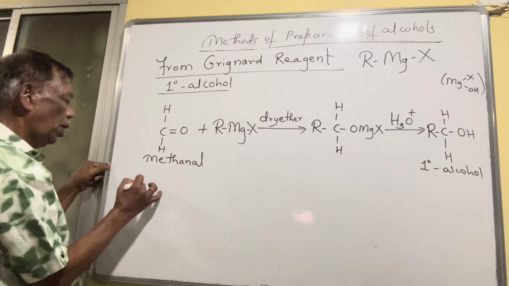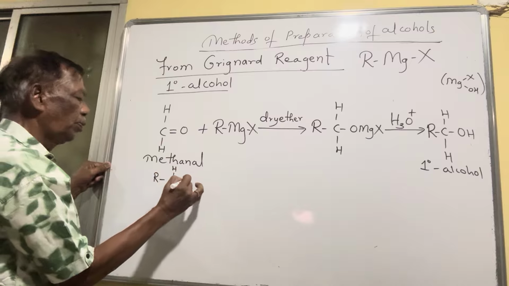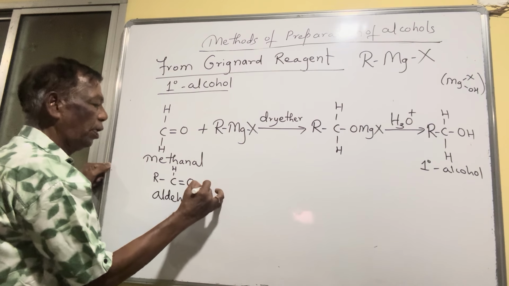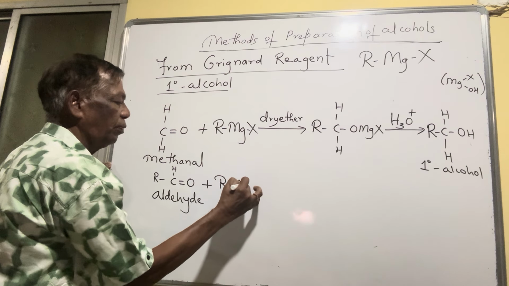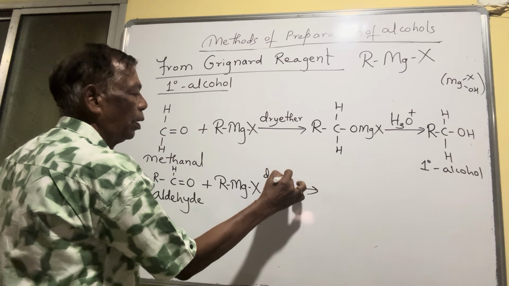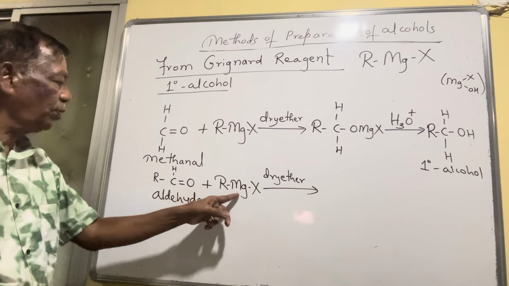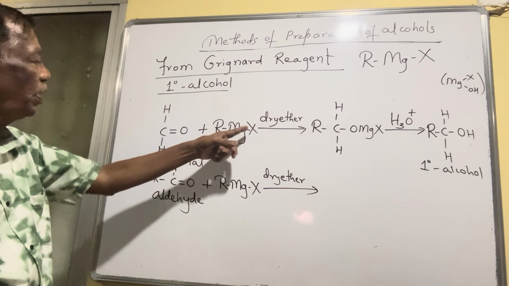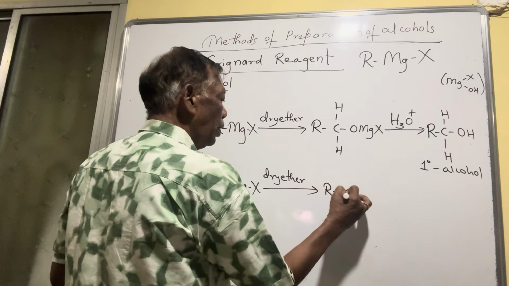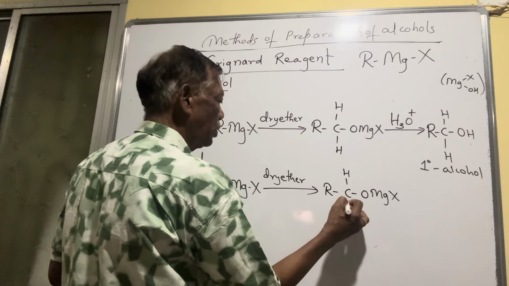Suppose if you take RCH=O, this is say aldehyde. In general I am writing aldehyde. And if you take this with Grignard reagent, RMgX, again the same way, dry ether. What will happen here? This R group will add to this carbon, MgX will add to O. Always, MgX will add to O. Remember, X can be chlorine, bromine, iodine. So what you get here? RCHOMgX.